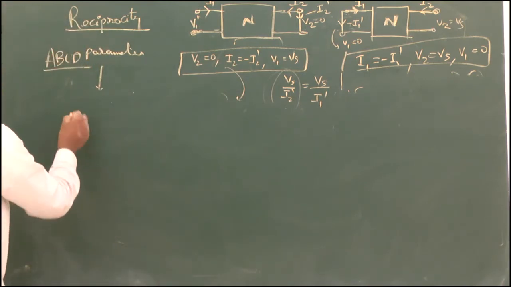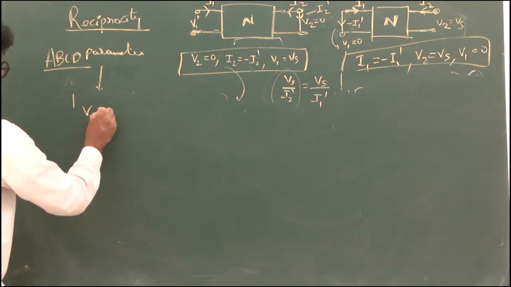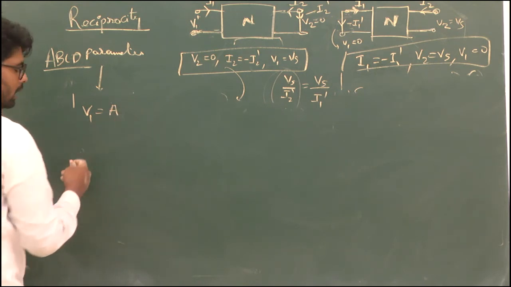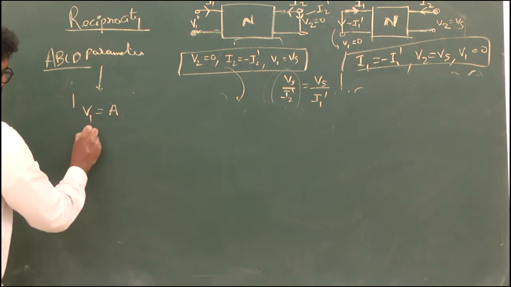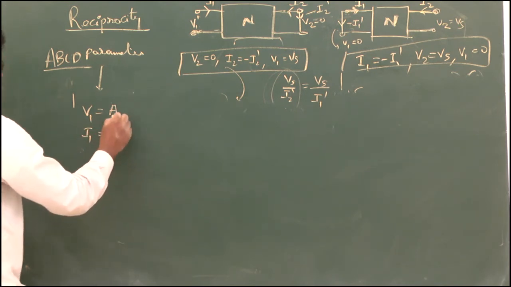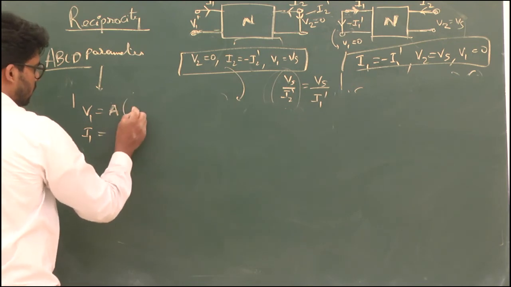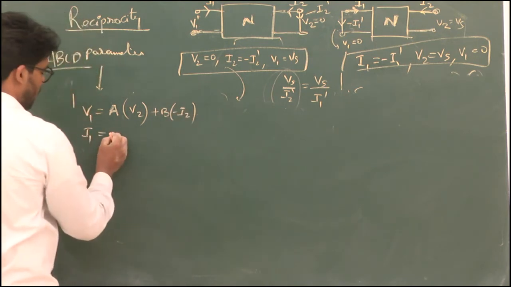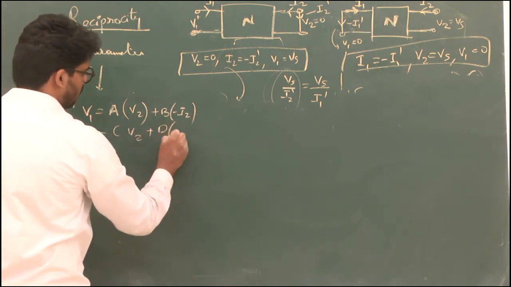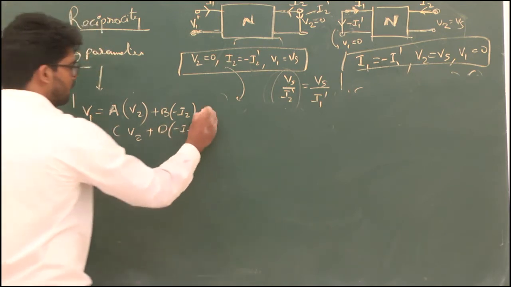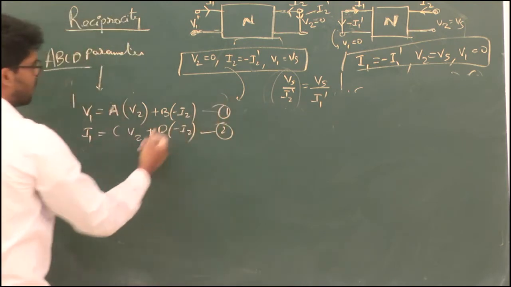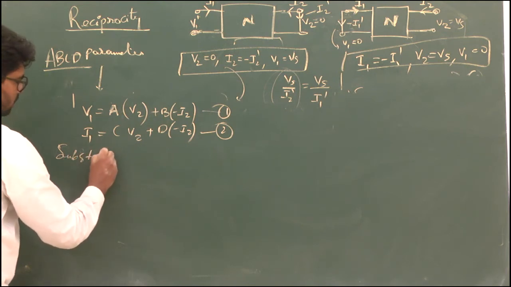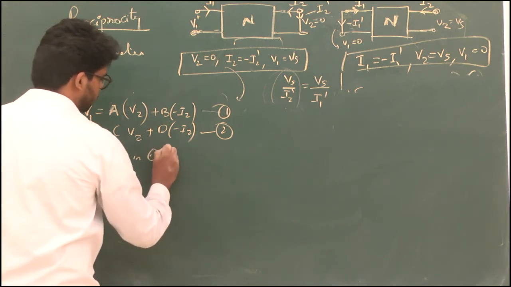So ABCD parameters. V1 equal to A V2 minus B I2. The dependent variables in ABCD parameters are V1 and I1, so that is equal to A V2 plus B minus I2, and here C V2 plus D minus I2. This is equation 1, this is equation 2. Substitute the assumptions in 1 and 2.